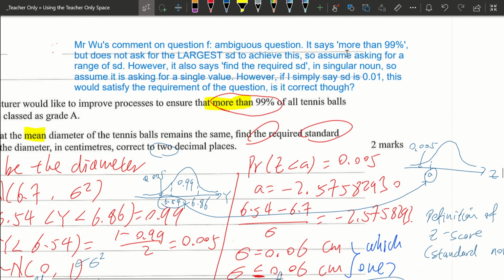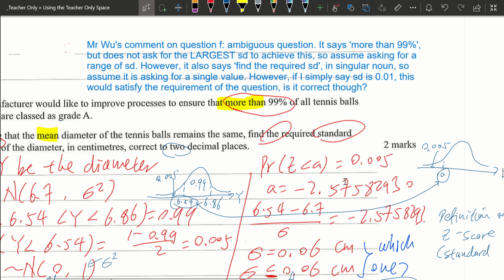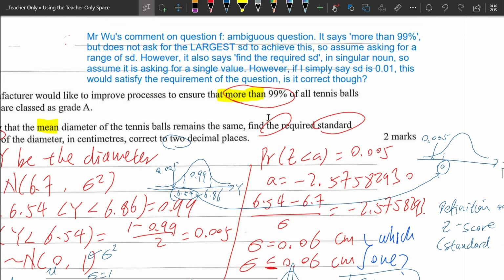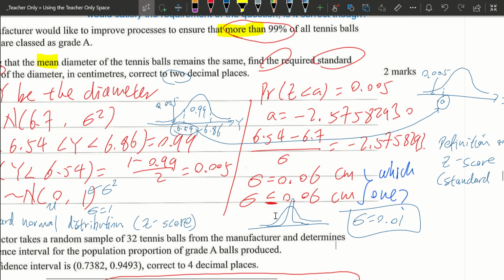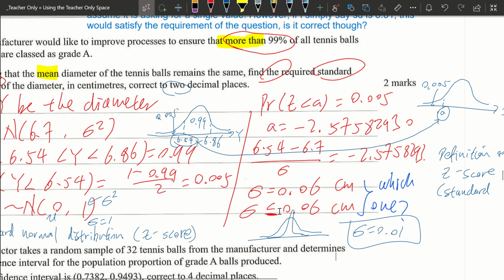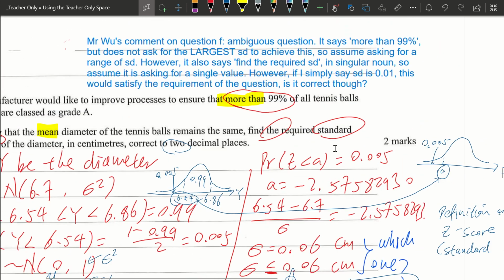So that's my comment, right? It's an ambiguous question. More than 99%, but it does not ask for the largest standard deviation to achieve this. It just asks for the standard deviation to achieve this. So if we just look at the fact that it says more than, and it doesn't say largest standard deviation, then we assume we're giving the less than or equal to response, the range response. But then it uses a singular noun. So what is it? Is it 0.06, just one number, or any one number that's less than that? Would that suffice? Would that be enough for 2 marks? I do not know.